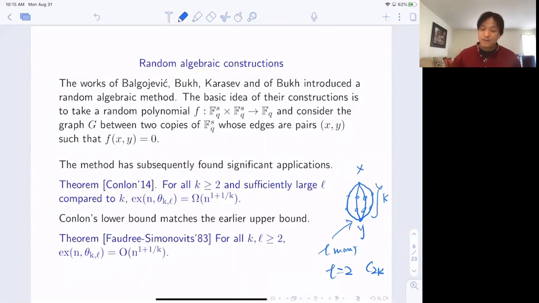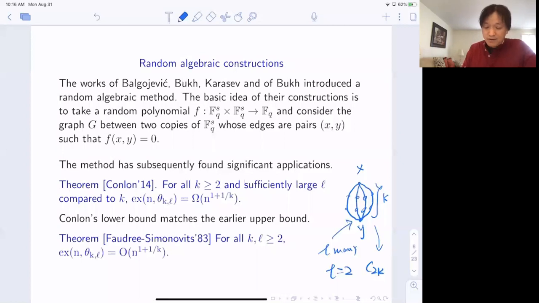So I think part of the motivation for studying the theta graph is that it's sort of motivated by the even cycle problem. And indeed, Conlon was able to show that if you have many k-paths between x, y, instead of having just 2, then n to the 1 plus 1 over k indeed is the correct lower bound.